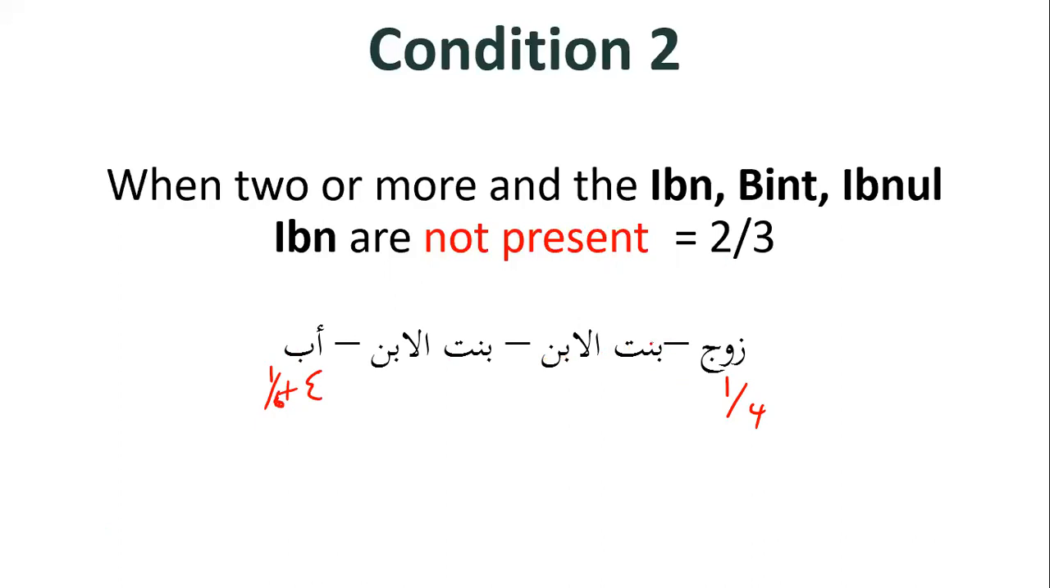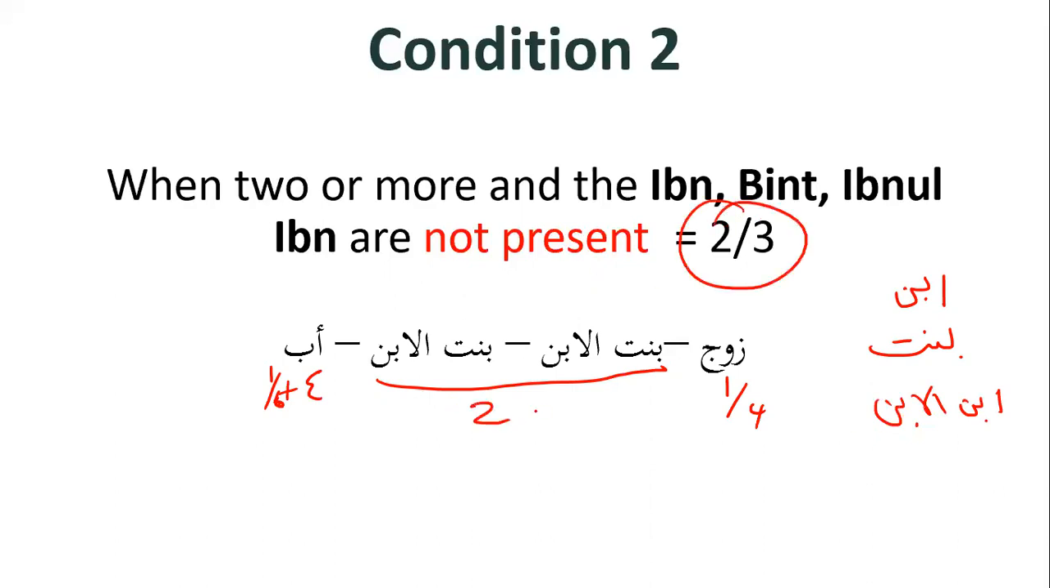Now, again, let's read the condition out. When 2 or more. Are there 2 or more? Yes, there's 2 over here. And the Ibn, Bint, Ibn al-Ibn are not present. Can we see the Ibn anywhere? No. Can we see the Bint anywhere? No. Can we see the Ibn al-Ibn anywhere? No. Therefore, they will receive collectively 2/3 of the inheritance.